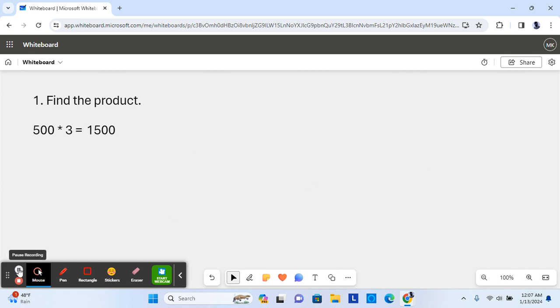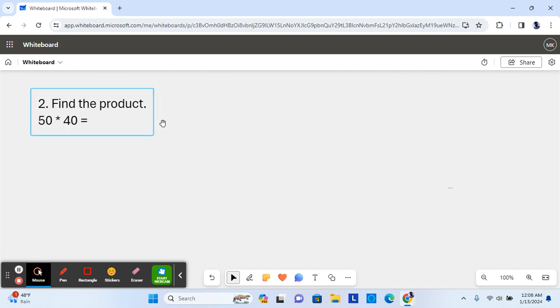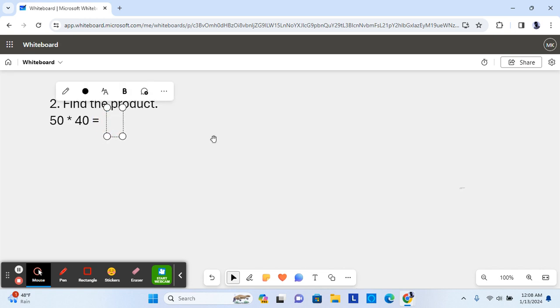Let's move on to the next question. So for this question, you have to find the product of 50 times 40. So just get rid of all the zeros and multiply 5 times 4 normally. That would give you 20. And then there are two zeros in this entire equation. 1, 2. So you just add two zeros to the end of 20. And that gives you 2000 as your answer.